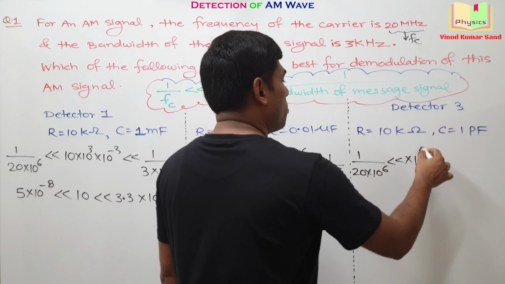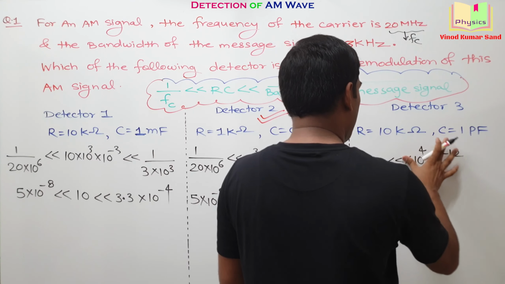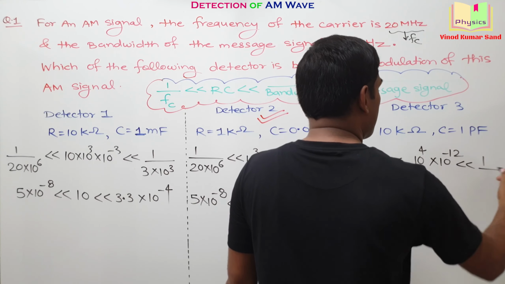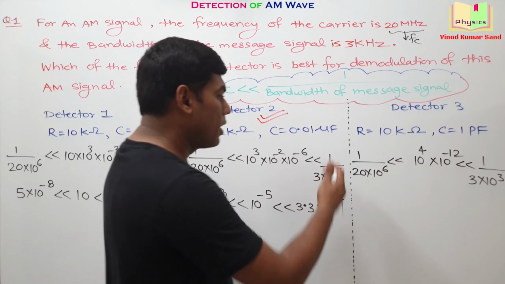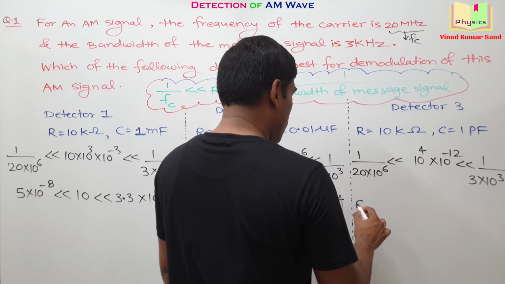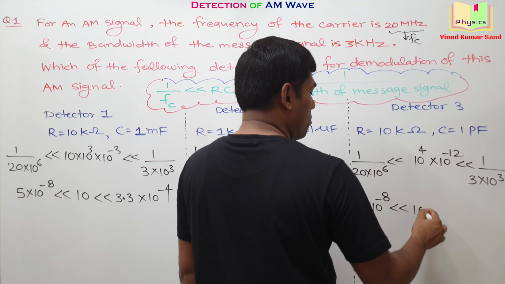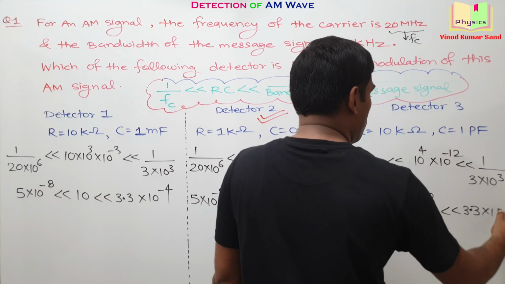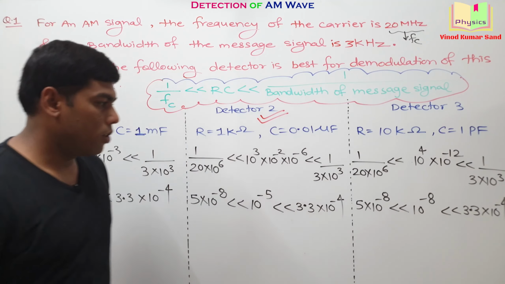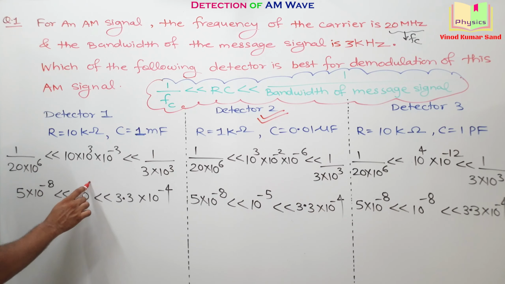Going further for detector 3, 1 by 20 into 10 to power 6. R is 10 to power 4. C is 10 to power minus 12, and the data here is 1 by 3 into 10 to power 3. Do you agree? Do the calculation. 5 into 10 to power minus 8. This data is 10 to power minus 8. 3.3 into 10 to power minus 4. Now if we check the data, the condition here is getting violated. Check here.